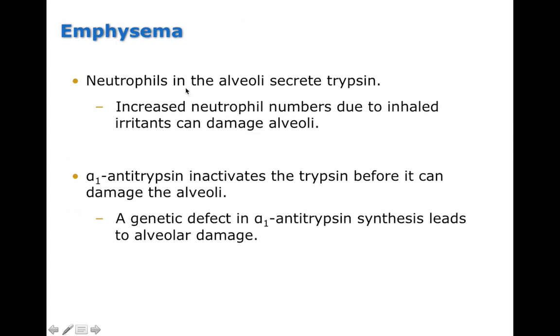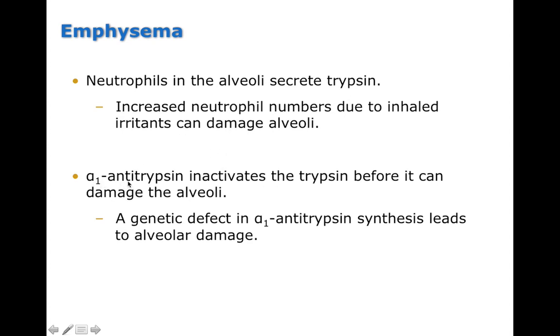So with emphysema, neutrophils in the alveoli secrete this thing called trypsin. Now, trypsin is also called elastase, and as an enzyme, it breaks down elastin in the lung tissue. We talked about how elastin is one of the contributing factors to lung compliance, and if we get too much trypsin release, this could damage the alveoli by basically destroying the surrounding elastic tissue.